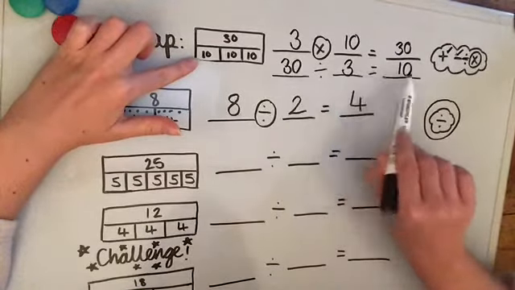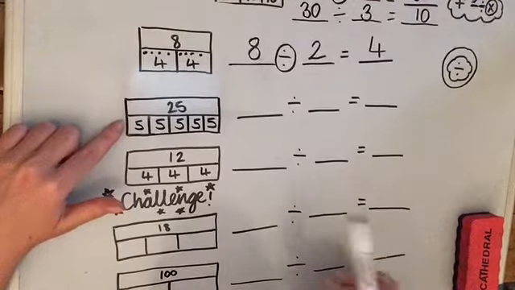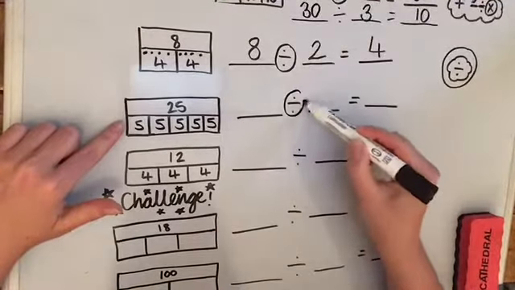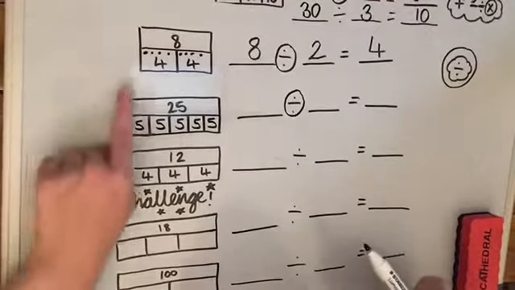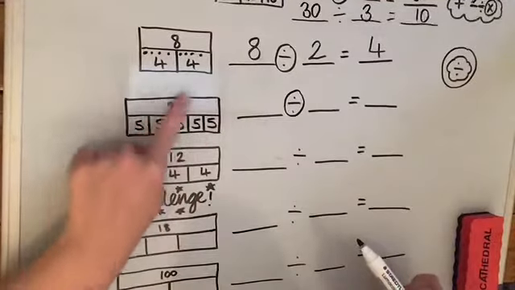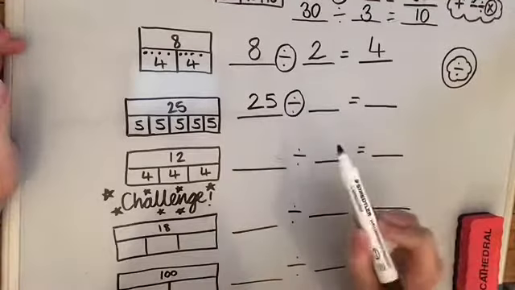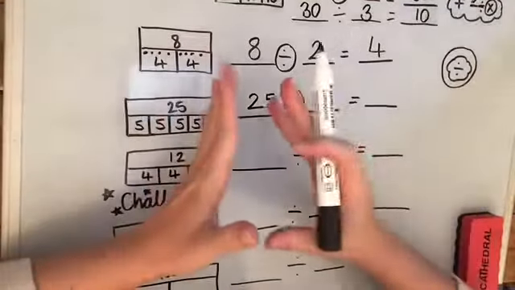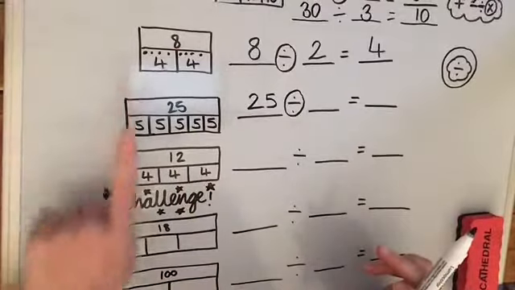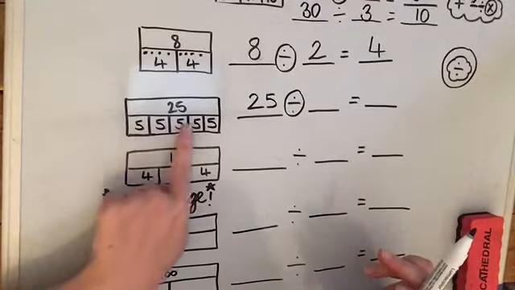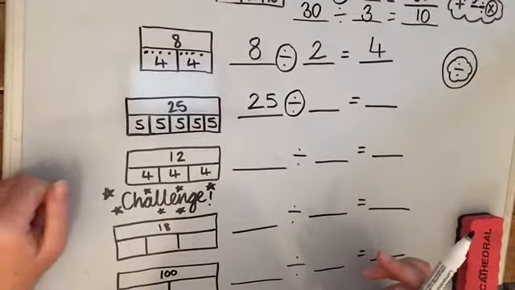So this one, what division number sentence is it showing us? Because we've got a divide here. So we've got our largest number. This time it goes at the start of our number sentence, because when we're dividing, the number gets smaller. So I've started with 25. How many groups is 25 being shared into?